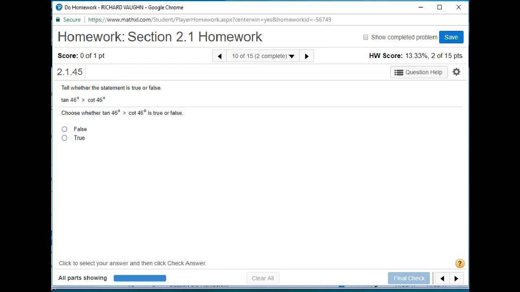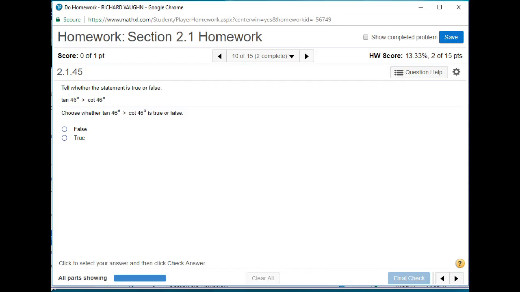So if I increase an angle by just a little bit on the unit circle, what this is actually doing is decreasing the adjacent side and it's increasing the opposite side. So tangent of 46 degrees is going to be slightly bigger than 1, which is the tangent of 45 degrees.